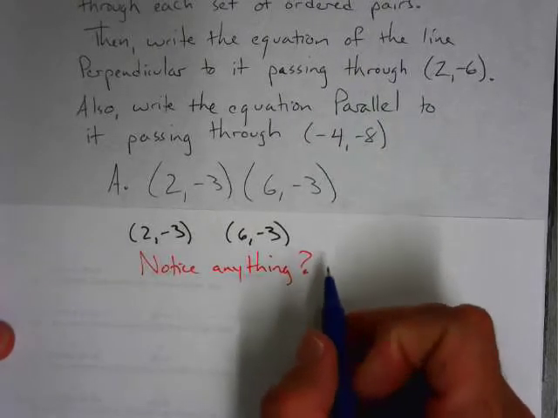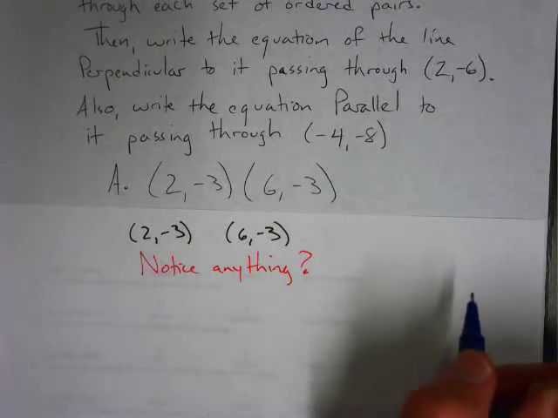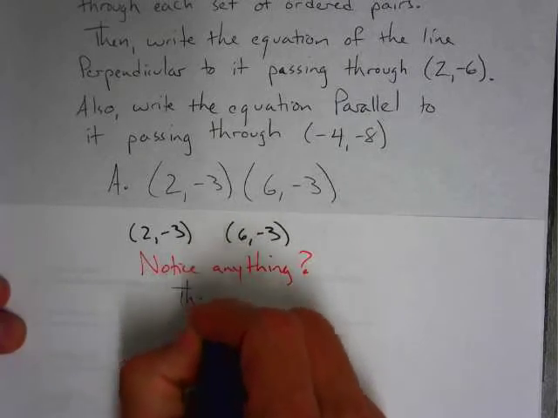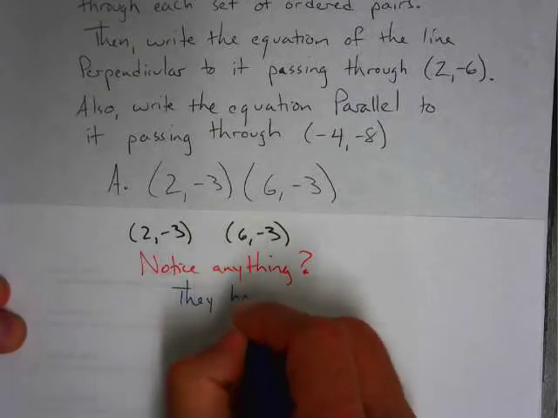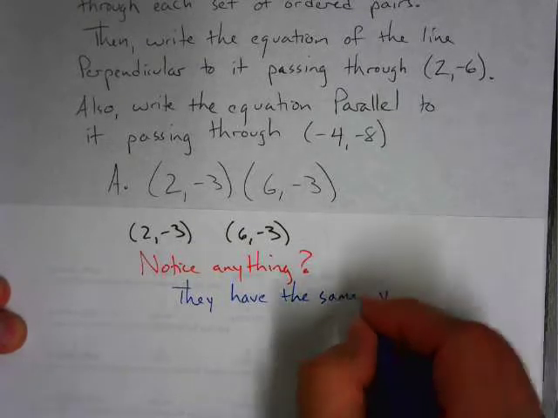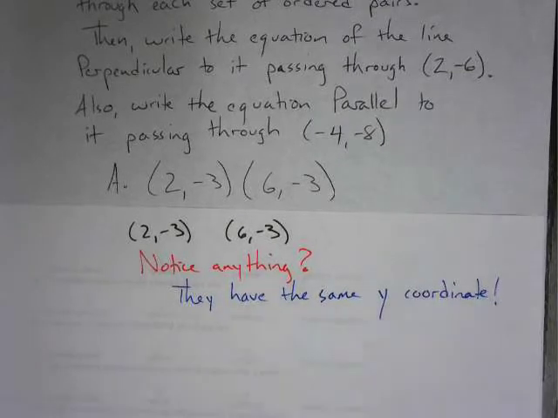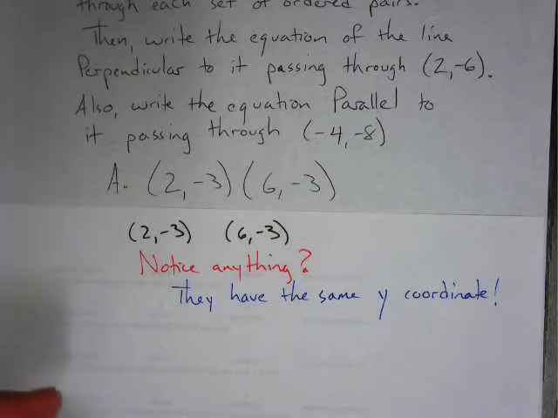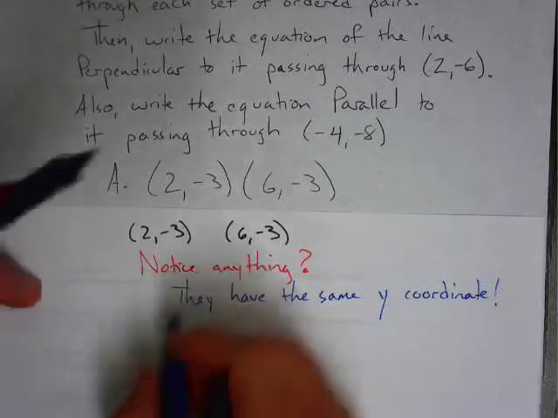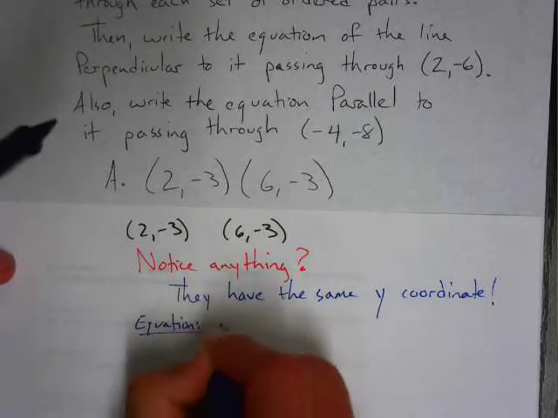And of course, by now you should be saying, yeah, I do notice something. They both have a -3. And I'm going to say, well, that's not good enough. Where is the -3? It's not that they have -3. They have the same y coordinates. That's so important. They have the same y coordinate. And if they have the same y coordinate, we now have the equation. These 2 ordered pairs are telling us the equation is y equals something, right?